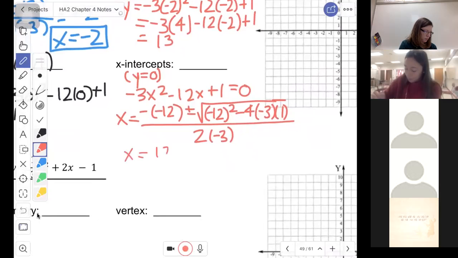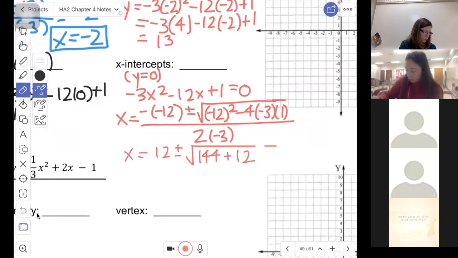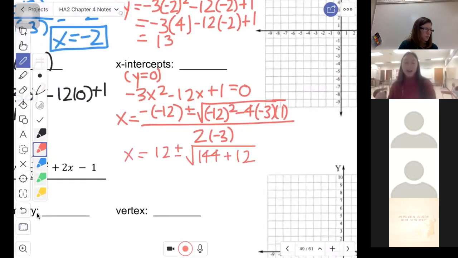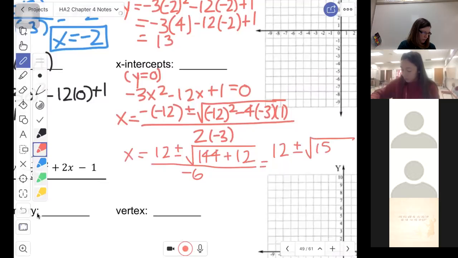Double negative will give us a positive 12 here. Inside that square root, we'll end up getting 144 plus 12. This is where I saw some mistakes on the homework. They had it negative 12, but that negative 4 and negative 3 make it a positive. And this is over negative 6. We're going to keep on solving. So we have 12 plus or minus root 156 over negative 6.